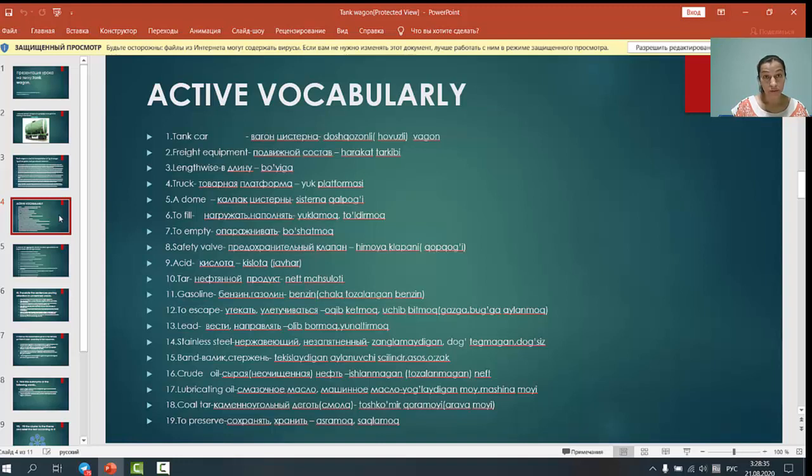Let's read and try to translate. You can see 19 words, active vocabulary. You can see a Russian version and Uzbek version of translation. Let's read and try to pronounce correctly.